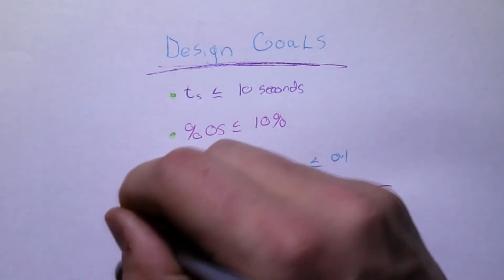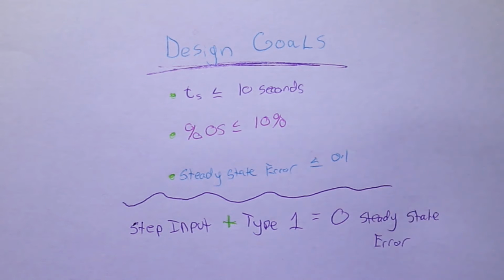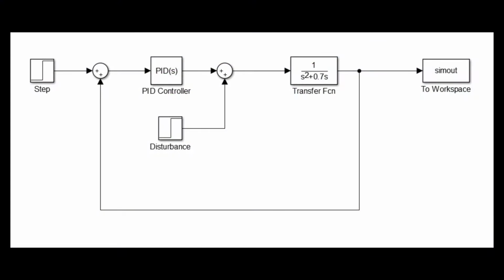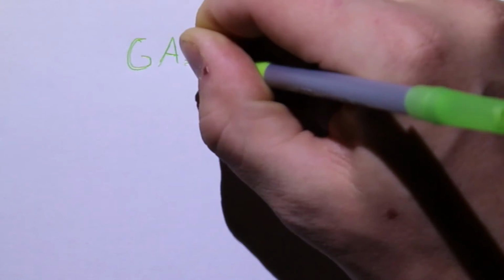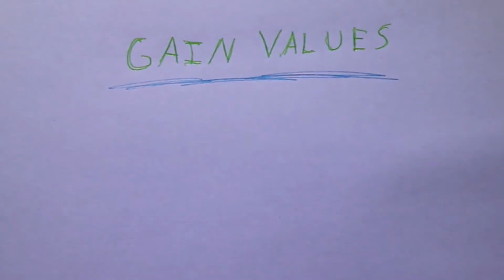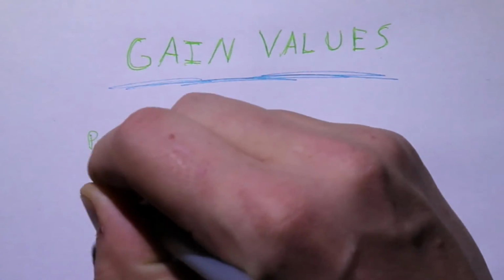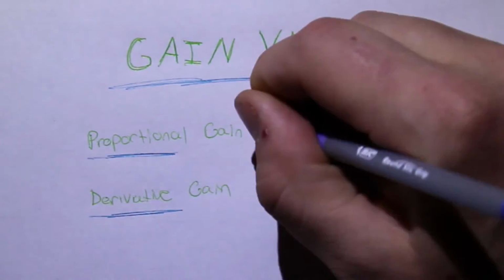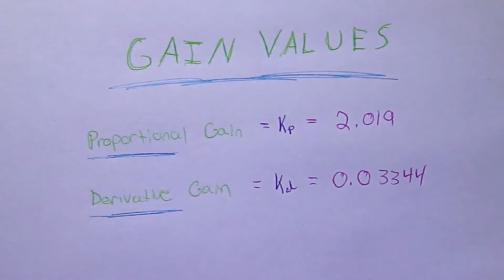As we have a step input, with a Type 1 system, the steady state error will always be 0. Using MATLAB's SISO tool, the PD controller was implemented and the requirements were set. Through use of the PID tuner, a KP of 2.019 and a KD of 0.03344 provided a stable system that met the design specifications. By implementing a PD controller, we now have safe control over the quadcopter's height.